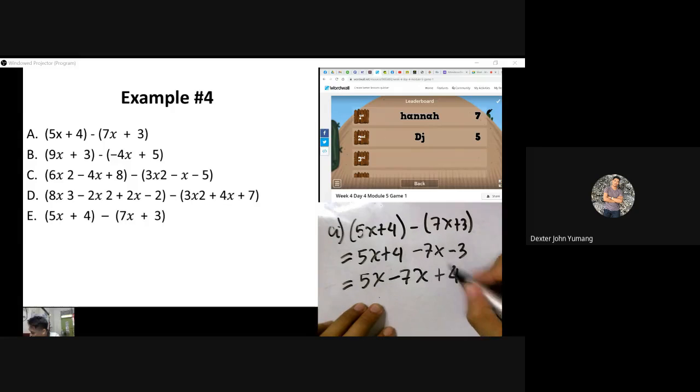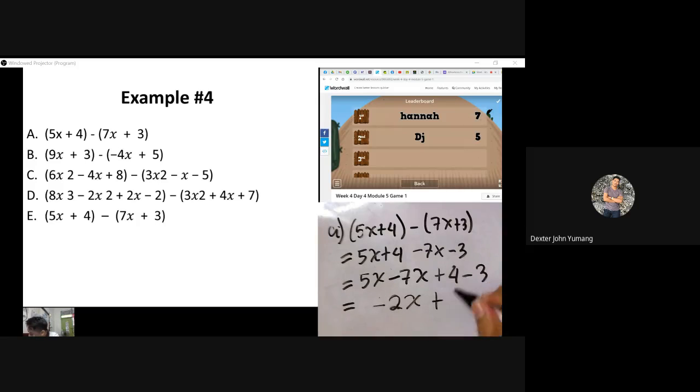So 4, then bring down negative 3. So i-combine natin yung may parehong variable na x. So 5 minus 7, kung meron kang utang na 7, negative is utang, bayad is positive. Binayaran mo siya ng 5, ilan na lang yung utang mo? 2, tama? Kaso lang, utang man ito kasi kulang ang binayad mo, so therefore negative siya.